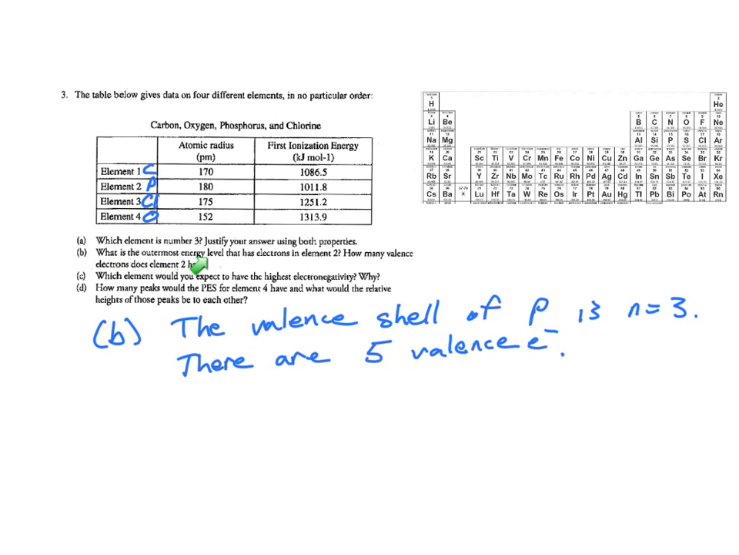Part B just wants to know what is the outermost energy level that has electrons in element 2. In other words, what is the valence shell of element 2? Since we've decided it's phosphorus, it looks to me like the valence shell is the third valence shell, so I say so. And they want to know how many valence electrons there are. So I count 1, 2, 3, 4, 5 valence electrons. You notice they did not say justify, so I think that's all they want, and we move on.